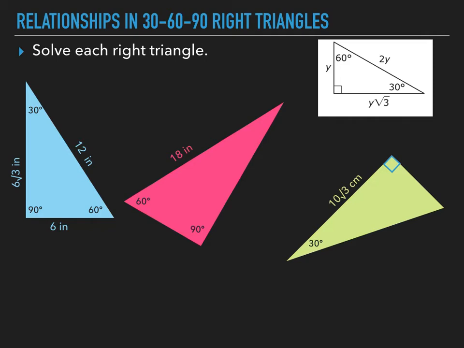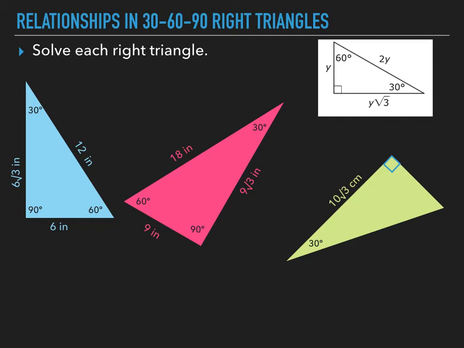First of all, there is a right angle in the corner. There's a 60-degree angle, so there must be a 30-degree angle. This time, the side length that's been given is the hypotenuse. So to go from there to find the short leg, I want to divide the hypotenuse by 2. Now that I have the short leg, to find the long leg, I take the 9 inches and multiply that by the square root of 3.